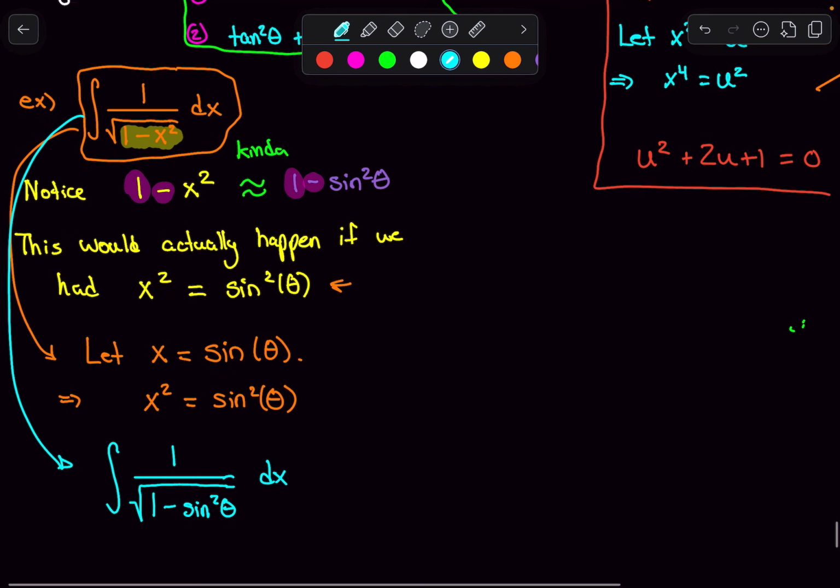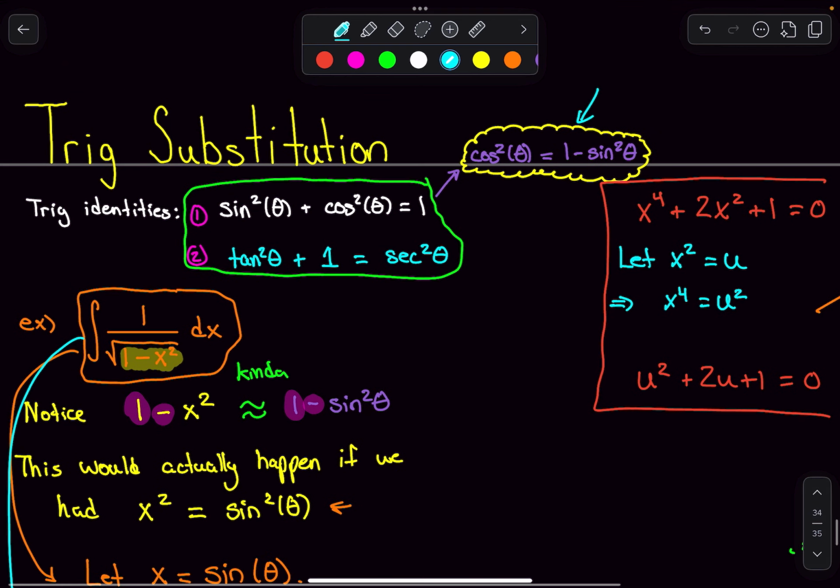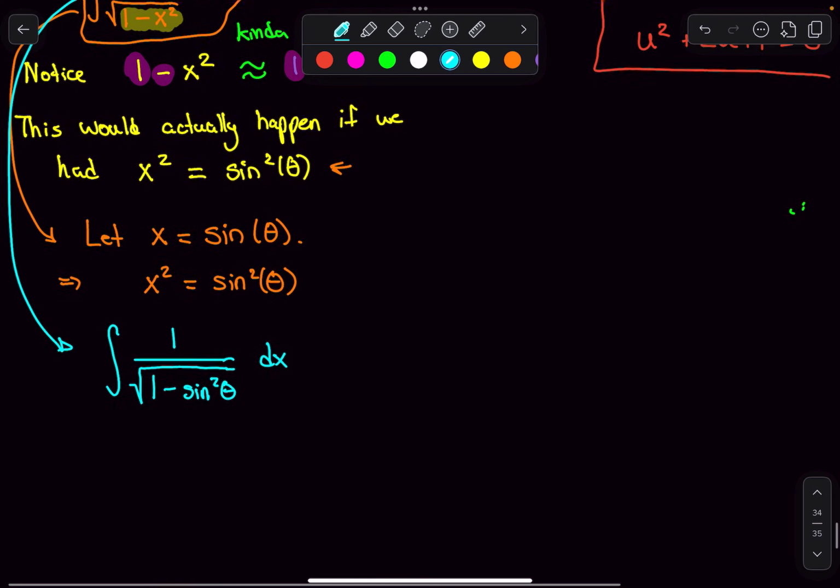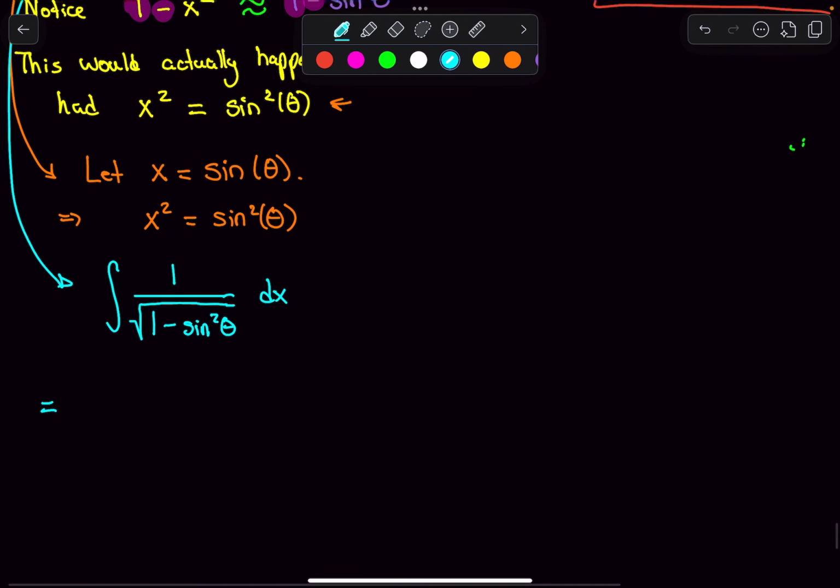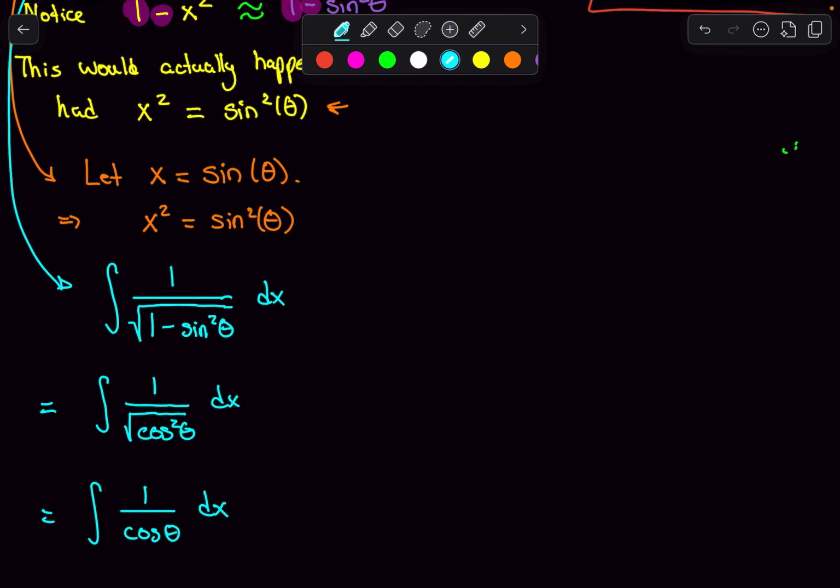Actually, before I say that, the whole point of this is that 1 minus sine squared of theta is going to equal cosine squared of theta. This isn't going to be so bad, because this integral becomes the integral of 1 over the square root of cosine squared theta dx. And the square root of cosine squared is just cosine. So we get the integral of 1 over cosine theta dx. And this looks like something that's almost completely doable for us. This would be the integral of secant. If I could do this integral, then we'd be good to go.